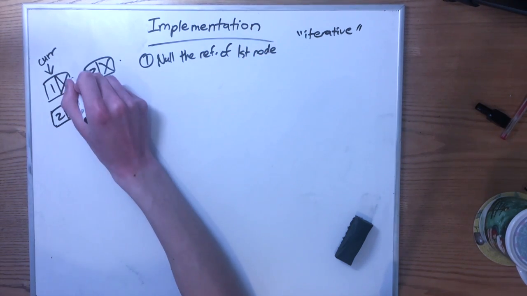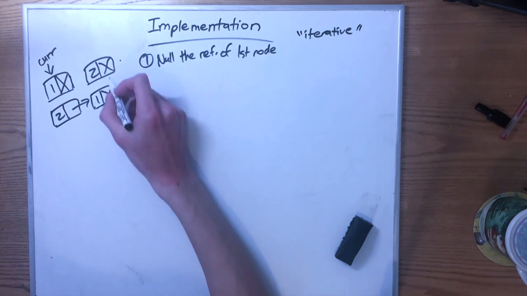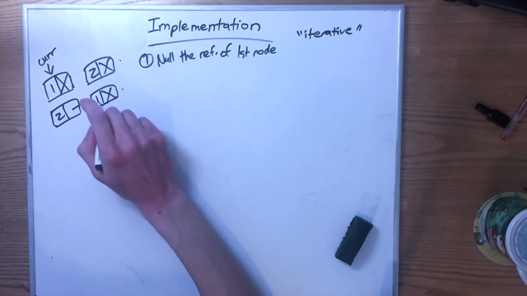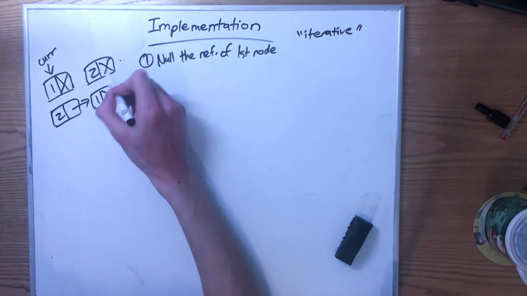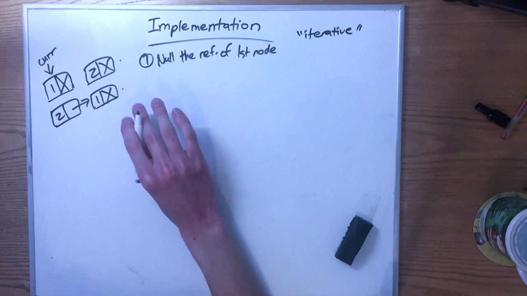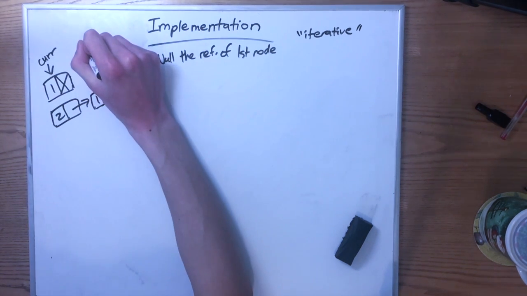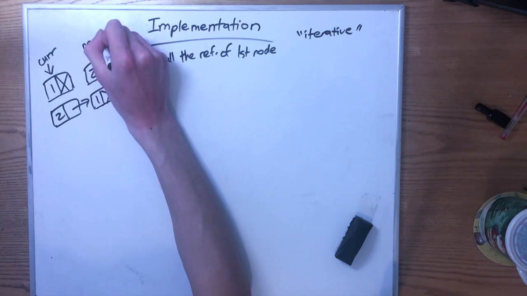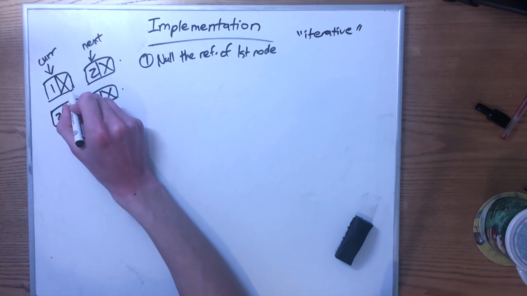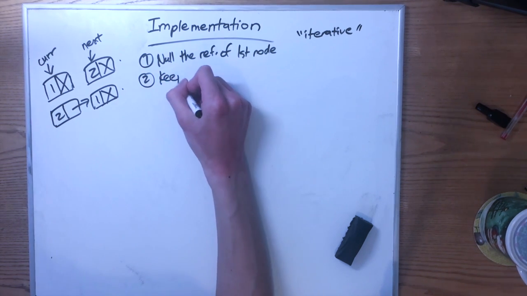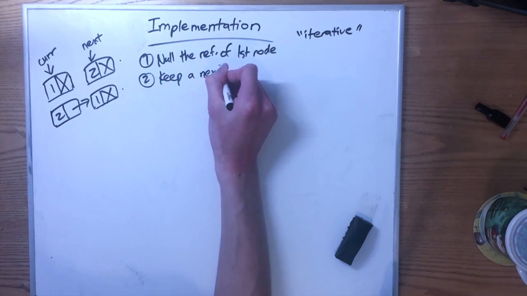But after we do this, we run into a problem. That problem is that this node and the rest of our linked list is pretty much lost. There's nothing pointing to it, so Java would just destroy it. So in order to prevent Java from destroying this, we're going to have to set another pointer. Let's call that pointer next. And we have to do this before we null this reference. So something else we have to do is keep a next pointer. Don't let the rest of our linked list get destroyed.